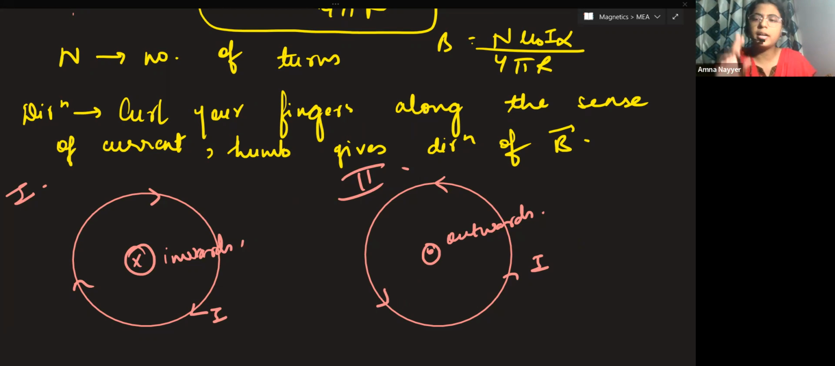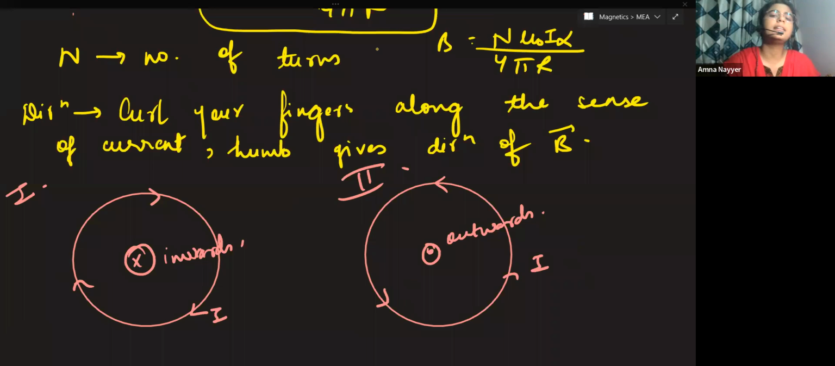Direction also we have studied, two methods basically we had seen. One where you put your thumb in the direction of current and the curvature gives you the direction of magnetic field, using your right hand. The other one is you place your fingers along the direction of current and point towards the point you are calculating, and the thumb gives you the direction of magnetic field. So these were the two methods that we had seen. These were the cases that we had seen.